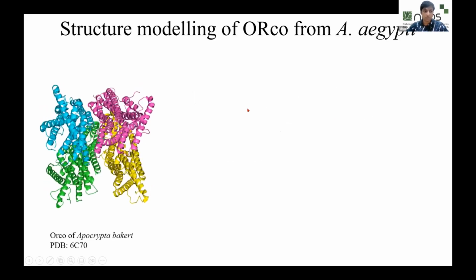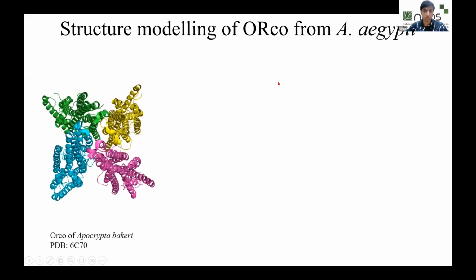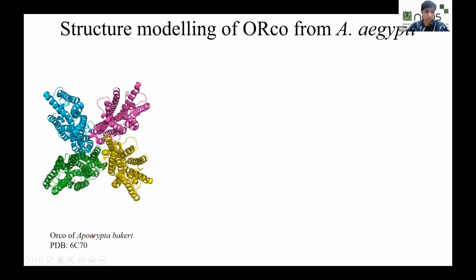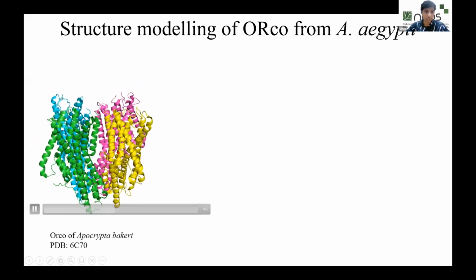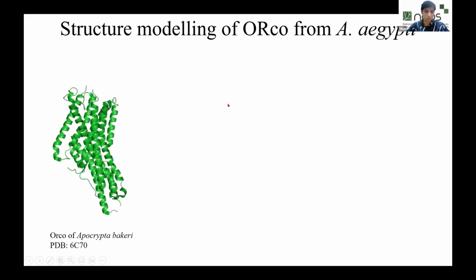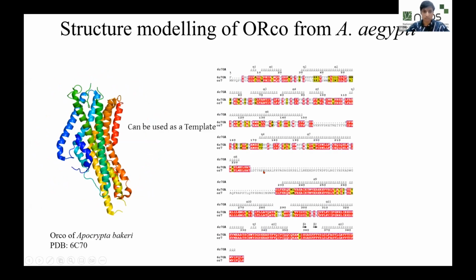To begin with, we started with finding the homologous templates for modeling the ORCO structure. The only available structure at that time was for the ORCO structure from the fig wasp. It is a homotetramer ion channel in the closed form. From this tetrameric assembly, the monomer can be selected as a template. We aligned our query sequence to this template, and as can be seen from this alignment, only for the intracellular loop 2 region, which was not resolved properly in the template structure, we did this part of the modeling separately, while the rest of the structure was built using this template.